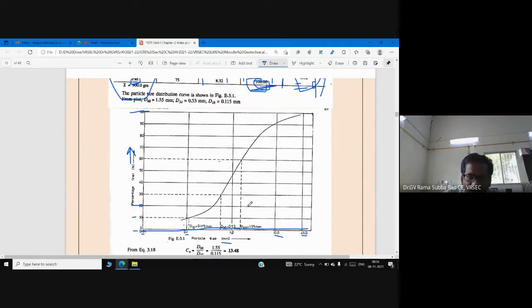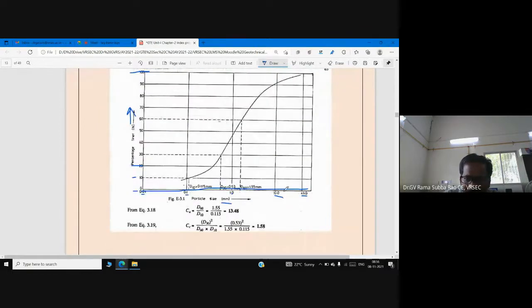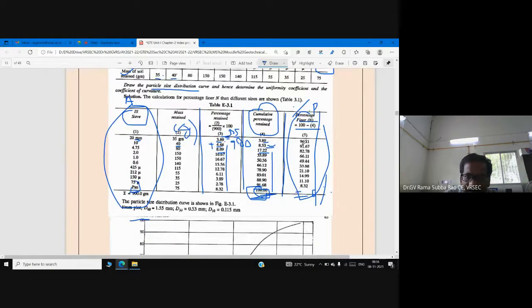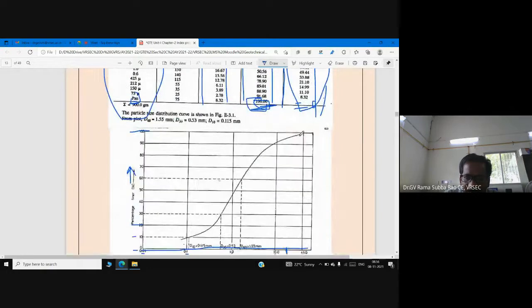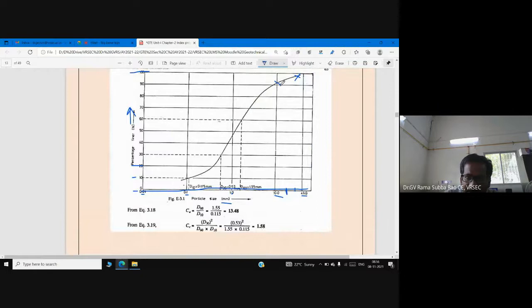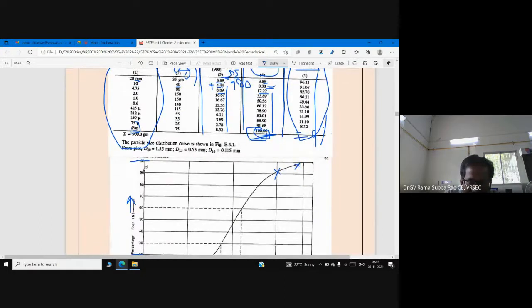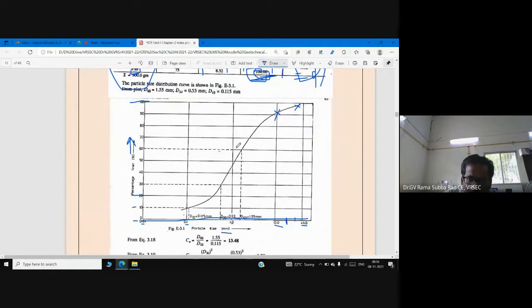Here we have the particle size 20 mm. Let me pick up 20 mm. Here you see this is 20 mm. At 20 mm, one can clearly see the percentage passing is 96.11. At 10 mm, what is the percentage passing here? Let us see in the table: 91.67. Here you see, above 90, 91. Like that, we need to locate all the points here.